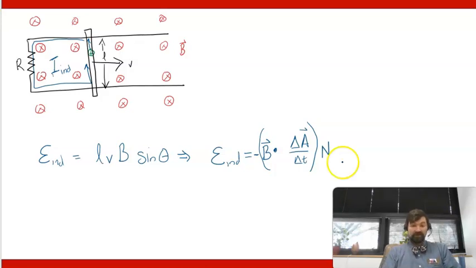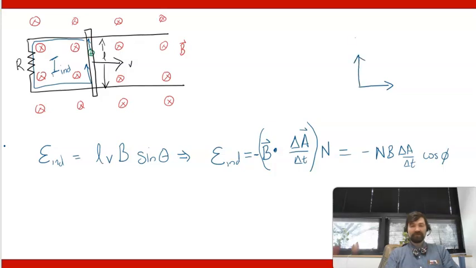Now, the furtherance of this would basically look like negative N times B times delta A over delta T times cosine of the angle phi between A and B. So again, if I have an area vector and a B field vector like this, maybe here's area and here's magnetic field, then this is angle phi.